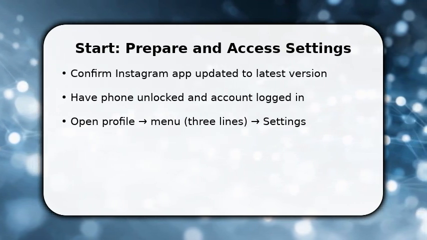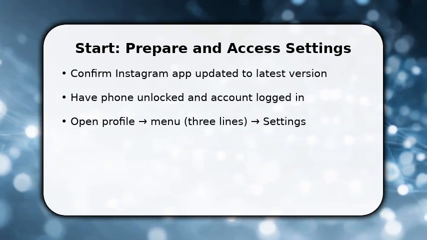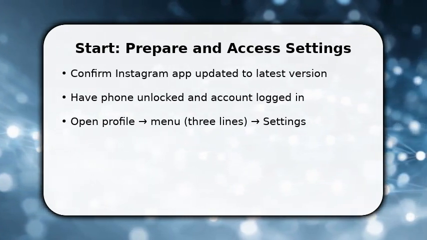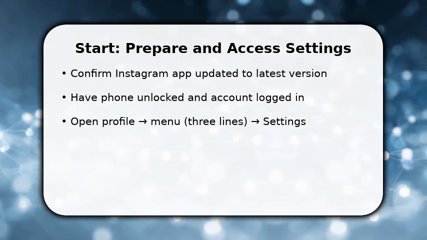Once there, tap Accounts, then Permissions or Contacts. Labels vary by version because that's where Instagram stores sync controls. Move through these screens without leaving. Each tap reveals the next control you need to disable.